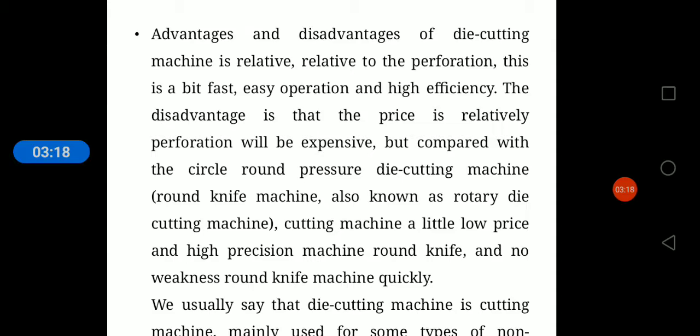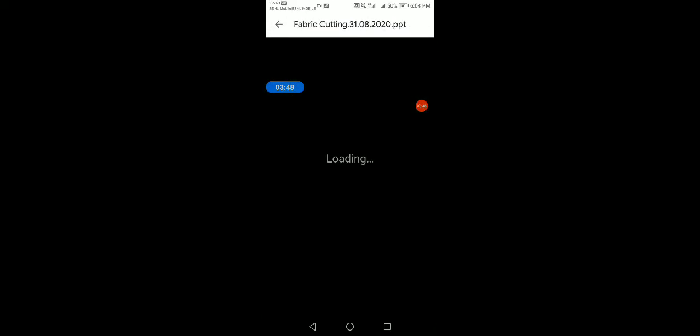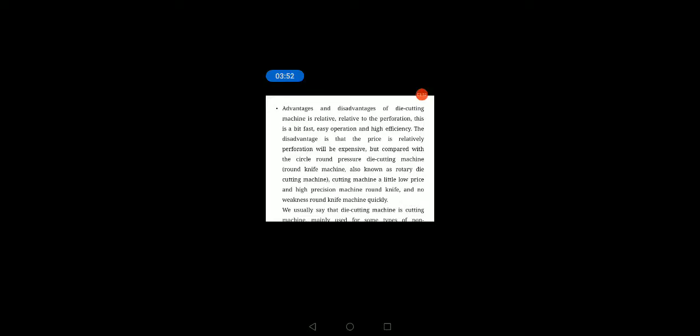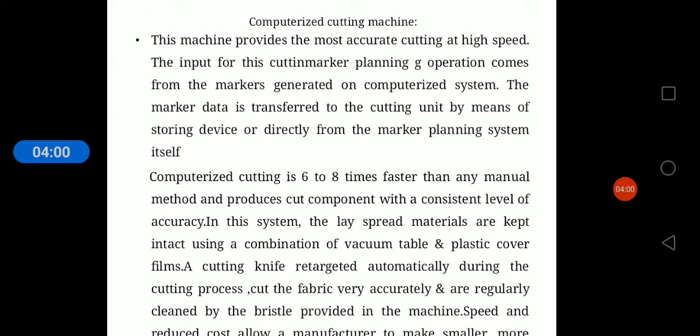We usually say that the die cutting machine is a cutting machine mainly used for some types of non-metallic materials, cut by the pressure of the template with scissor materials and sharp blades.